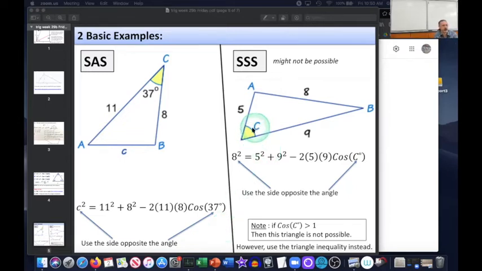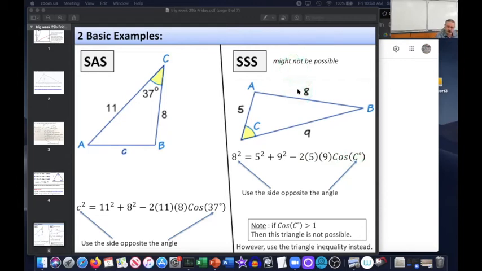Now we're looking for an angle, and we have three sides. So we at least got to get one of these angles first before we can do anything else. All right, so notice the 8 is the side opposite the angle C. So 8 squared equals the cosine of C. And the other two sides, some people call them the adjacent sides. 9 squared plus 9 squared minus 2 times 5 times 9.